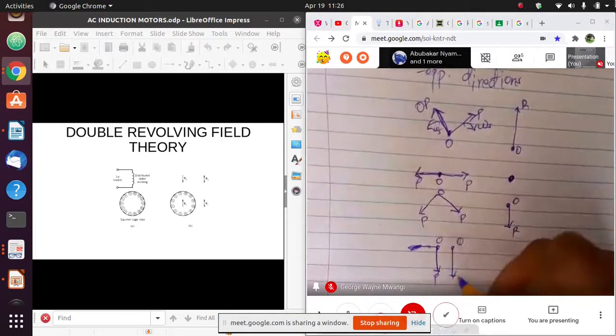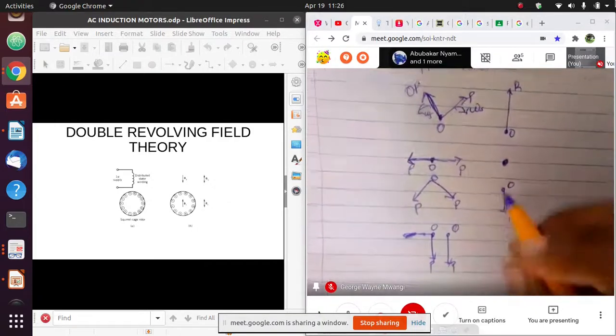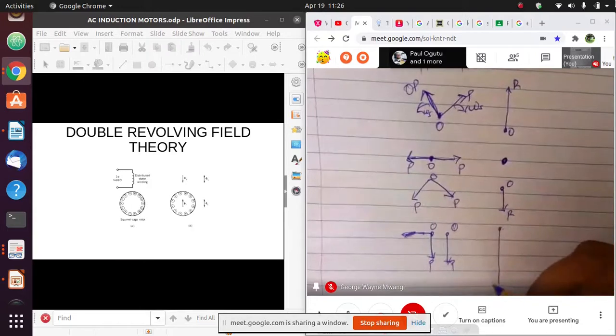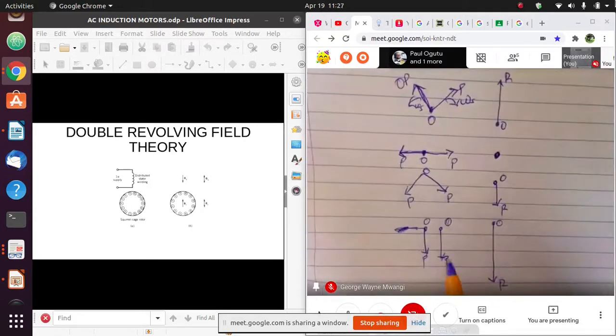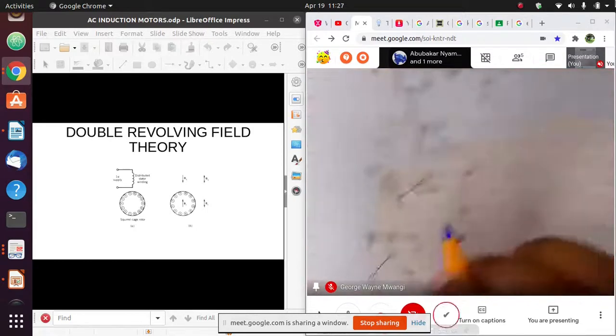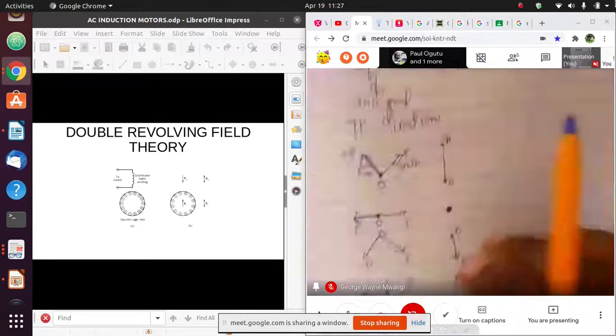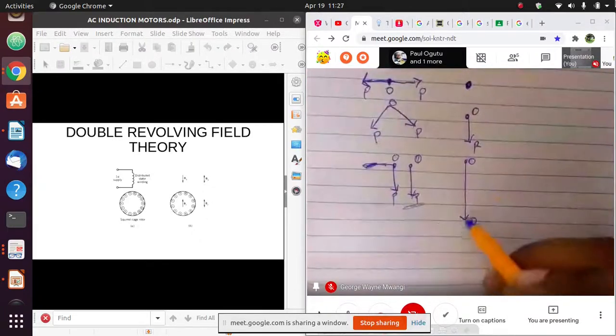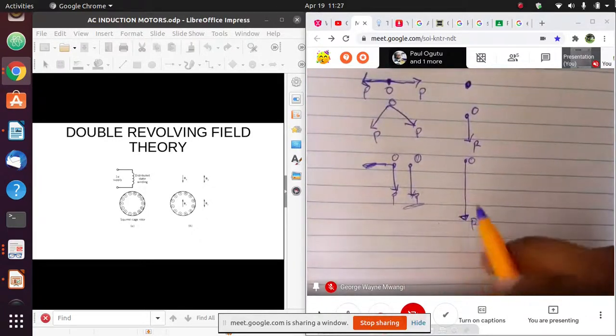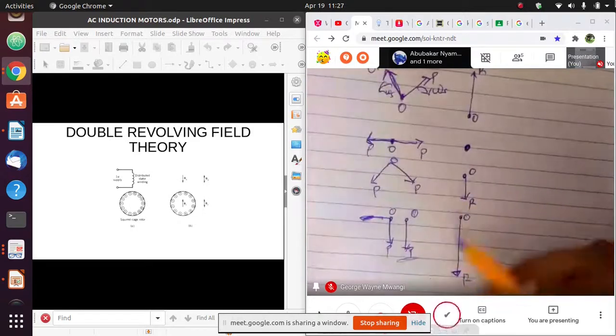When these vectors have rotated in the opposite direction, the vector sum will be twice those two individual vectors, but you can see the difference. This will be, let's say, upright, now this will be facing down, but they are along the same axis.